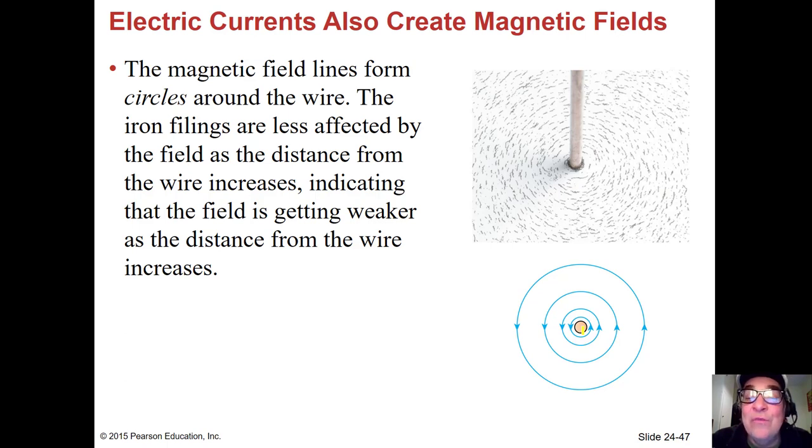Now, if the current were into the screen, you'd have to flip your hand around, and then with current going into the screen, magnetic field lines would go in the opposite direction. Okay, I think there's a better picture coming up of that in just a second.